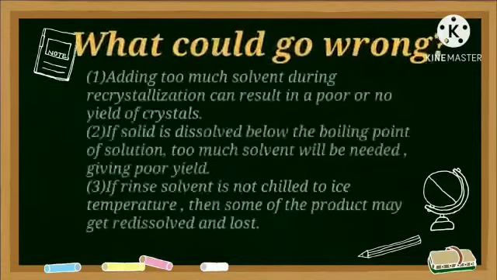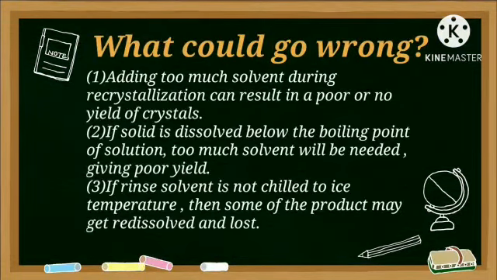What could go wrong? Adding too much solvent during recrystallization can result in poor or no yield of crystals. If solid is dissolved below the boiling point of the solution, too much solvent will be needed, giving poor yield. If the rinse solvent is not chilled to ice temperature, then some of the product may get redissolved and lost.